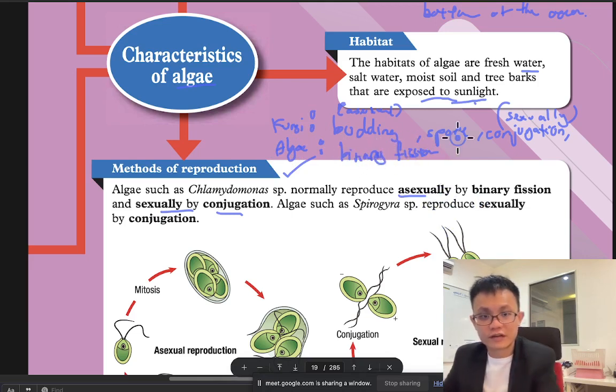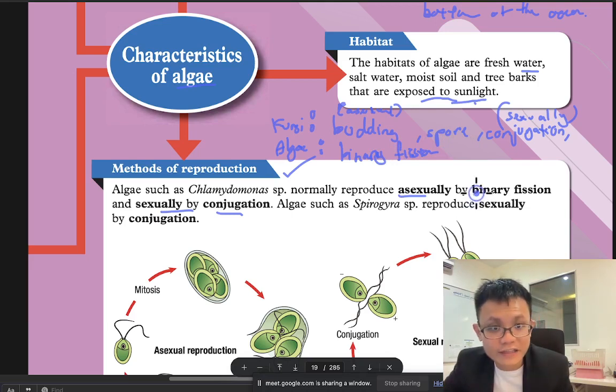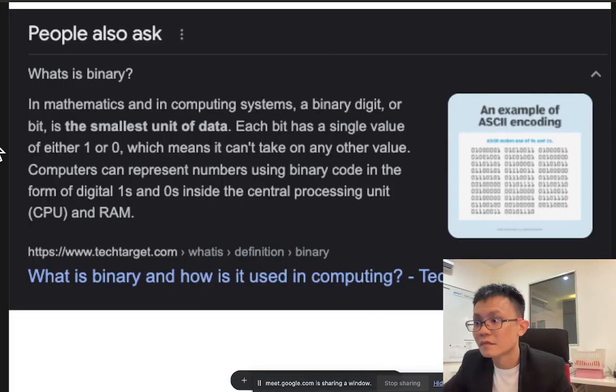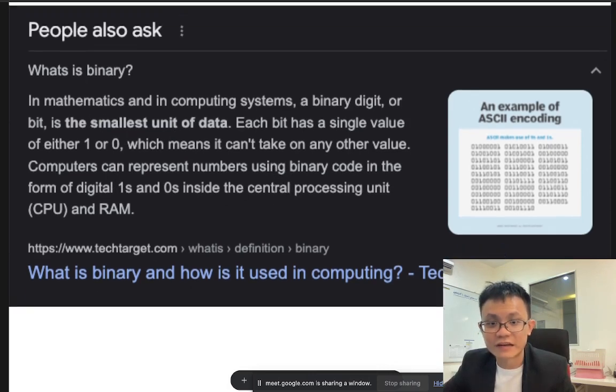So of course, if you got learn computer, you know what is binary. What do you mean by binary? Okay, so this one I just Google it and we can see that binary is a binary digit, a bit, the smallest unit of data. Each bit has a single value of 0 or 1. Just now your answer is better, okay?